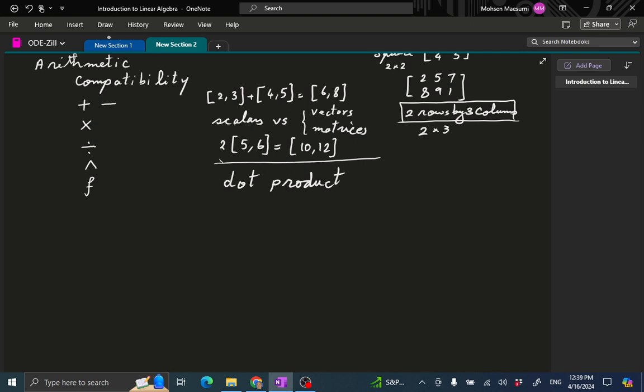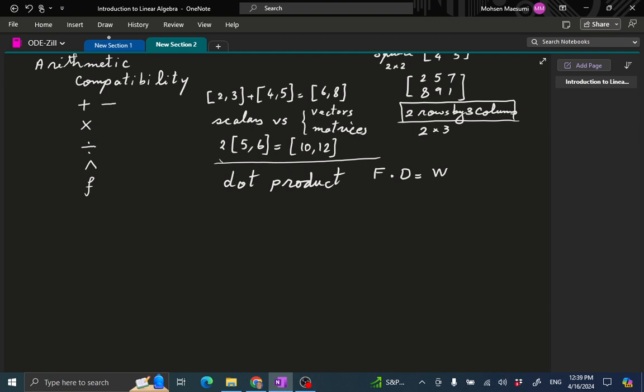Dot product, you might have seen it in your physics class. There might be a force vector and then a displacement vector, and then you dot them and you get the amount of work that is done. So that's from the point of view of applications in physics or engineering.